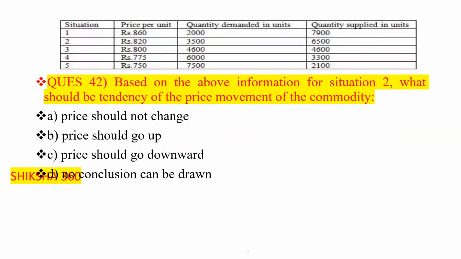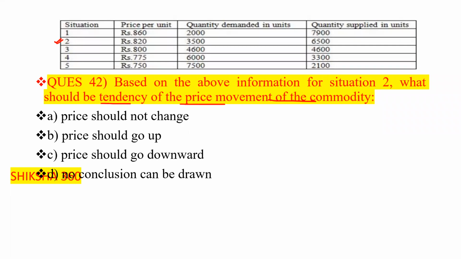Now let's move to the next question, question number 42. It is a very easy question, you just have to understand what they are asking. Based on the above information, for situation 2, what should be the tendency of the price movement of the commodity?